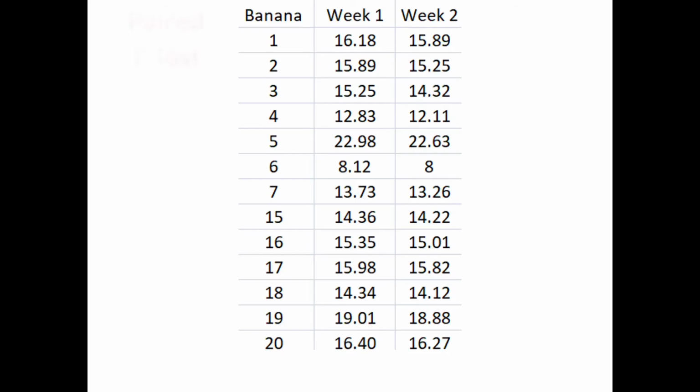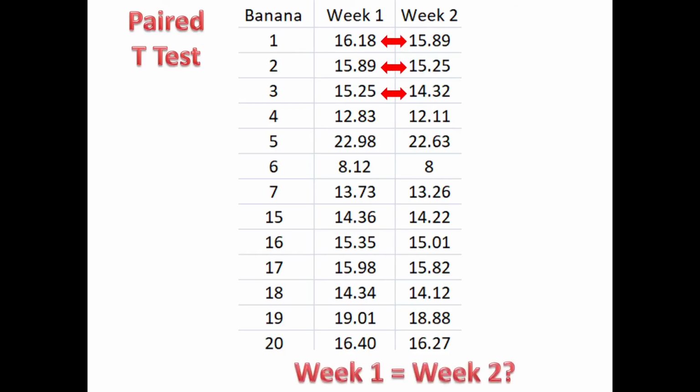This is called a paired t-test. Each measurement from week 1 is paired or matched with week 2. You're comparing banana number 1 in the week 1 column with banana number 1 in the week 2 column, and so on. So we want to know if the peel proportion for week 2 is different from the peel proportion for week 1. This is a two-sample t-test, but the data is paired, so the calculation is a little bit different. You run the test, and it shows that the peels get thinner over time.